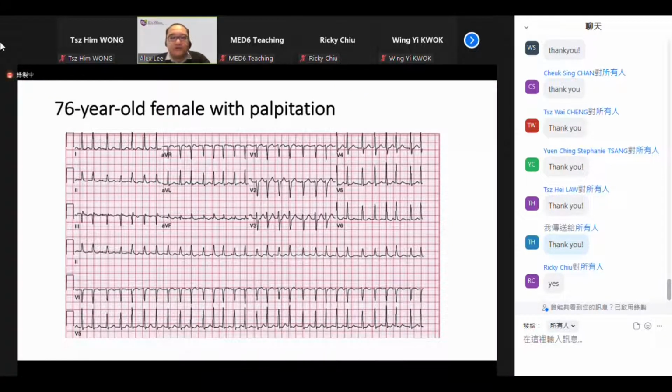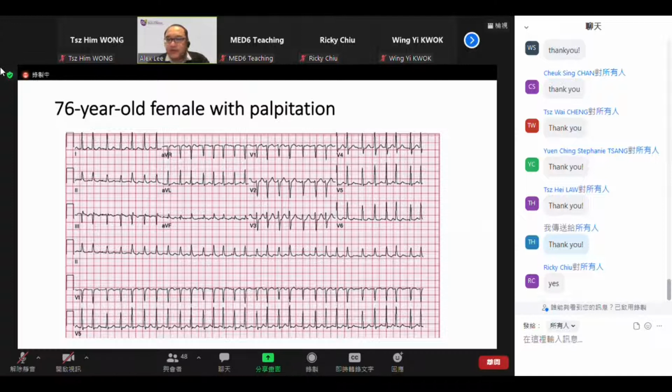Let's take a look at this ECG. For each case, there will be a brief one-sentence case history on the top. So this is a 76-year-old female with palpitation, and this is her ECG. Let's take a look first, and then I will ask someone to discuss with me. Or if you volunteer, that is also welcome.